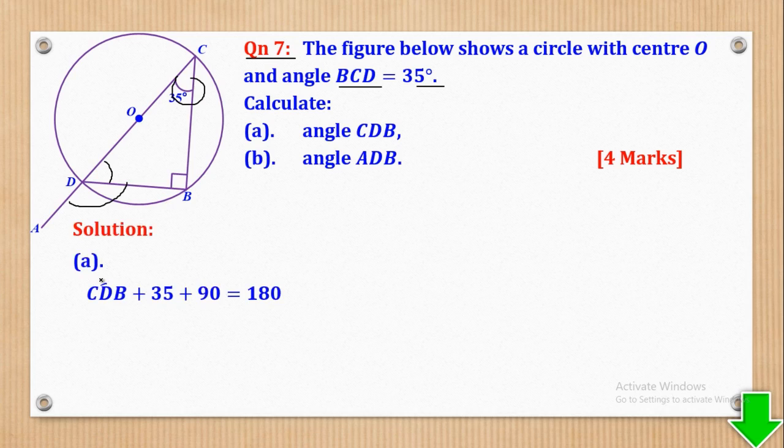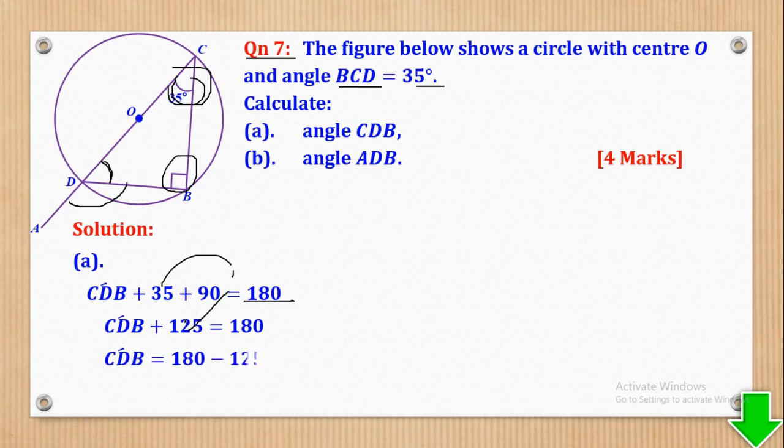So first of all, you shall know that angle CDB, which is this, plus this are angles of a triangle, so they add up to 180. Therefore, when I simplify, 35 plus 90 gives me 125, and when I take 125 to this side, it will become 180 minus 125 to come up with angle CDB being equal to 55 degrees.